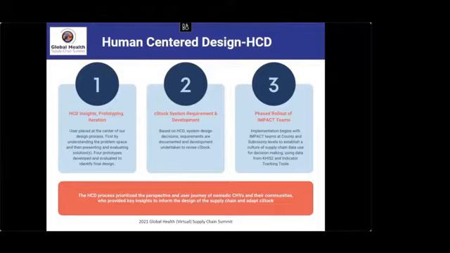So HCD was done in 3 steps. The first was insights, prototyping, and iteration, where we developed and evaluated 4 prototypes that led to the final design of Systock. The second was Systock system requirements and developments, where we documented decisions and requirements to revise Systock. And the last step was first rollout of impact teams, where we implemented impact teams at the county and sub-county levels to strengthen supply chain data use.